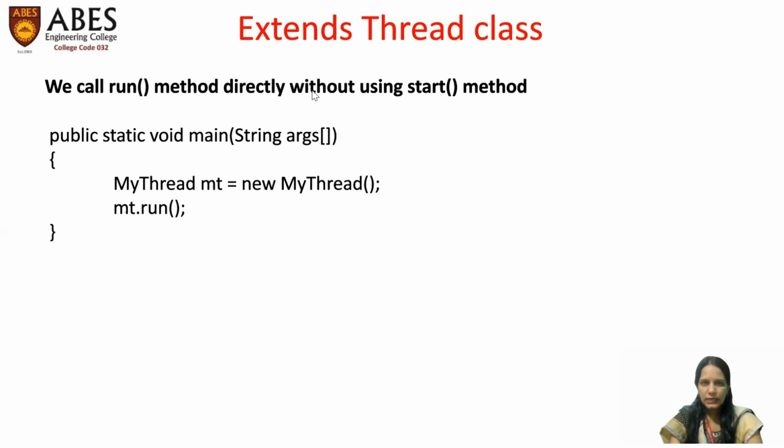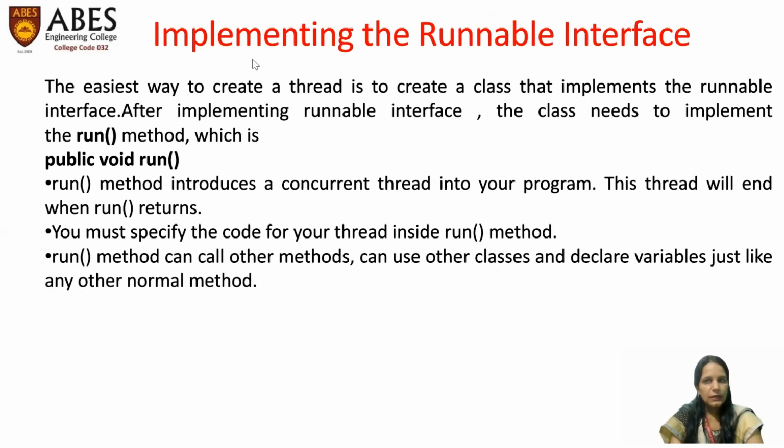Now, moving to the second way, implementing the Runnable interface. This is the second way through which we can execute our program. The easiest way to create a thread is to create a class that implements the Runnable interface. In the first way, we were just extending our thread class and overriding the run method. Whatever operation you want to perform in a program, write these statements into the run method and call the start method.